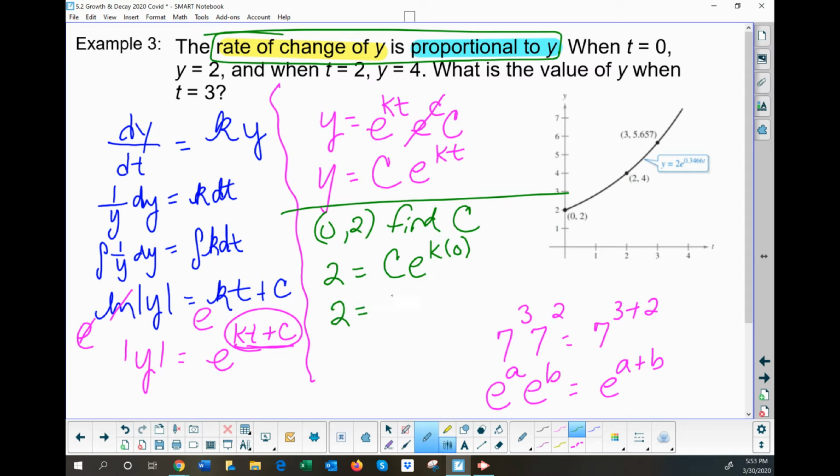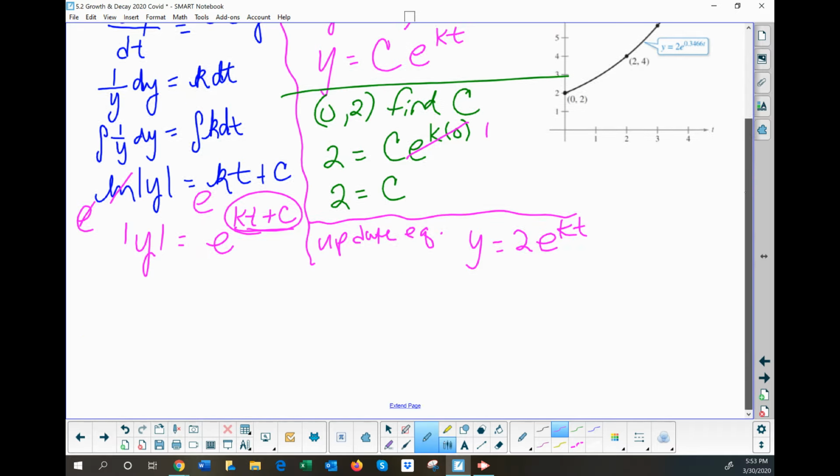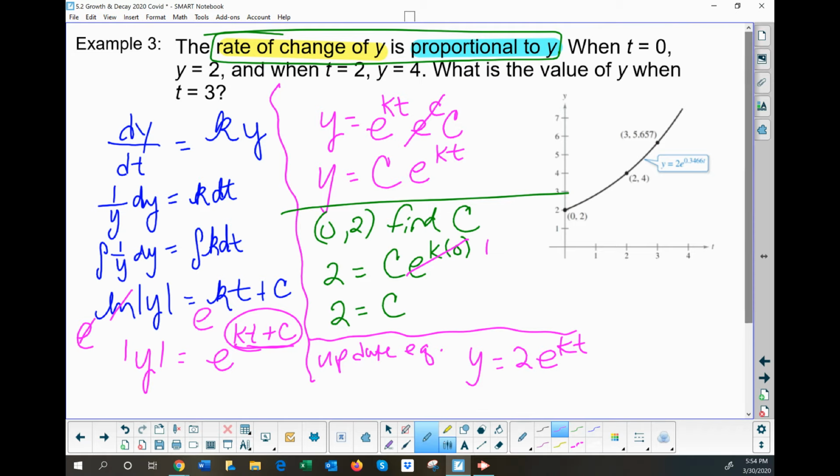Now that I know that, I'm going to erase our little exponent rules there. Now that I know that, I can replace C with 2. So I'm going to update my equation. This one has quite a few steps to it. I get y equals 2 e to the kt. Now I see why they gave me another ordered pair, another position on this exponential function. It's so I can find k. The other location was 2, 4. Now it's a good time to bring in 2, 4. So we are going to use 2, 4 to find k.